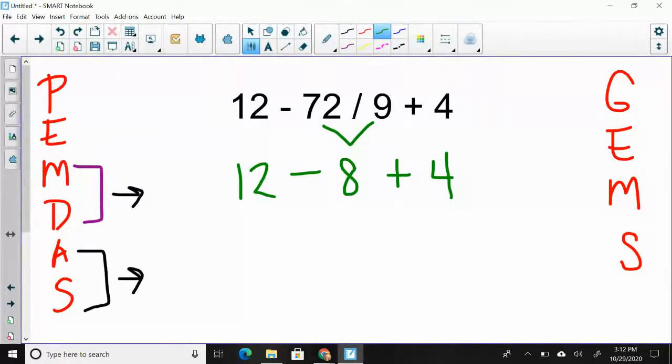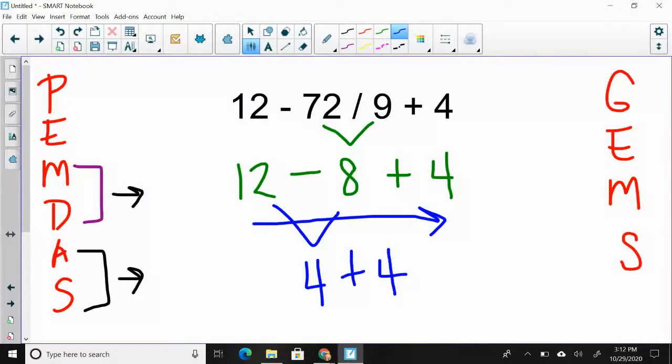So I have to reevaluate that. So I do not have any parentheses or exponents. Do I have any multiplication or division? I do not. Do I have any addition or subtraction? Yes, I do, and they are on the same level, so I am just going to continue doing this problem from left to right. So I would need to do 12 minus 8 first, which is 4, and then plus 4 would give me a solution of 8. Okay?